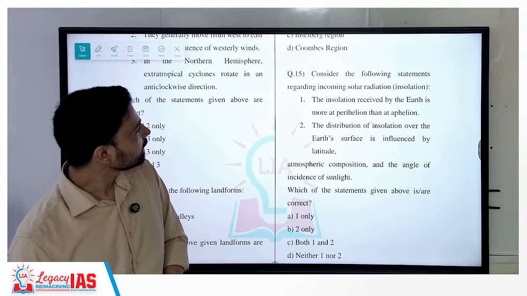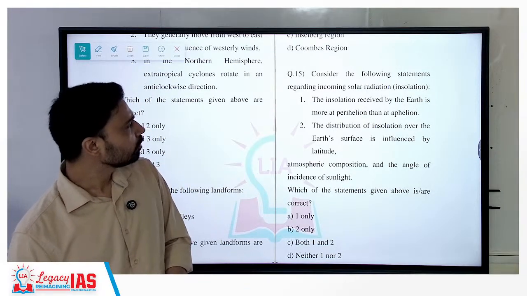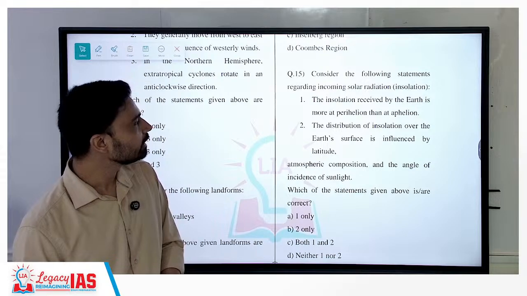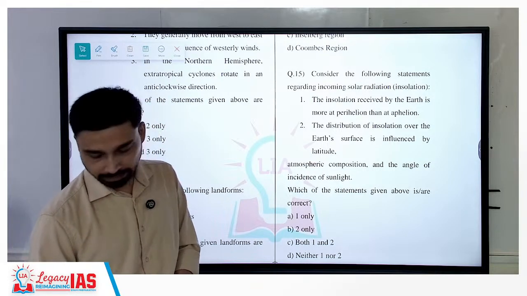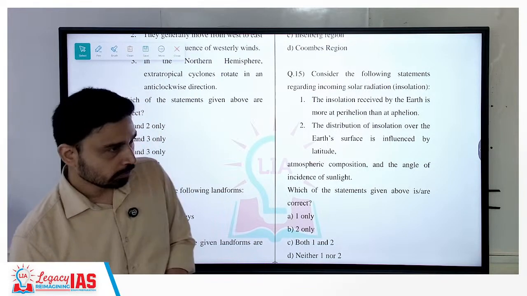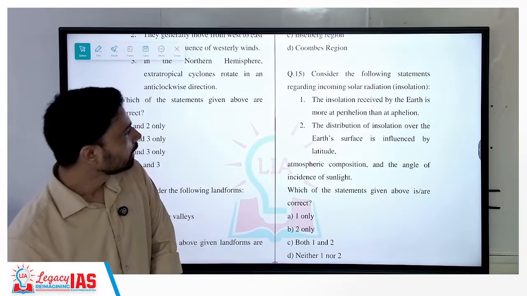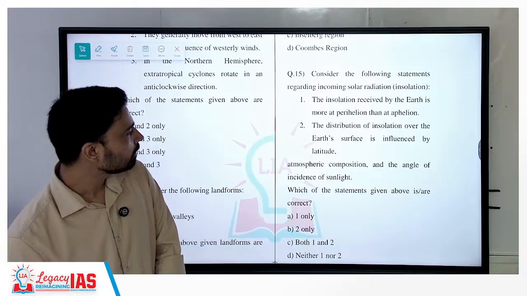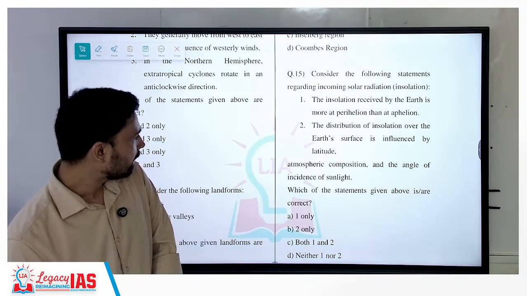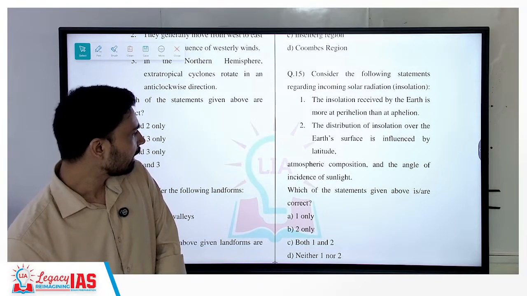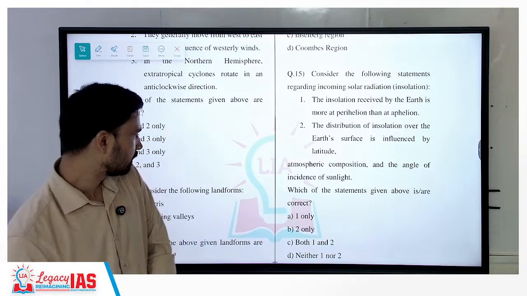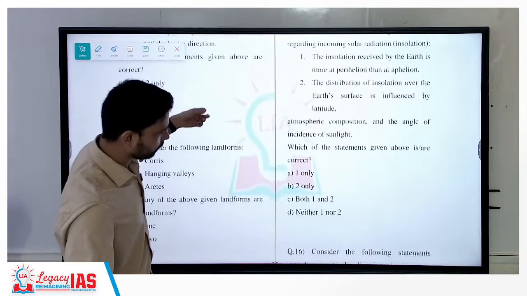Then consider the following statements regarding incoming solar radiation, insolation. Insolation received by Earth is more at perihelion than at aphelion. True, because at perihelion Earth is closest to the sun, so insolation would be highest. The distribution of insolation over Earth's surface is influenced by latitude, atmospheric composition and the angle of incidence of sunlight. Correct or wrong? Correct. So both are correct.